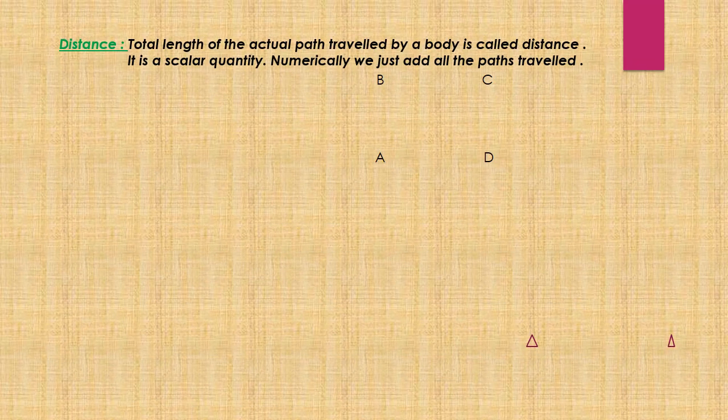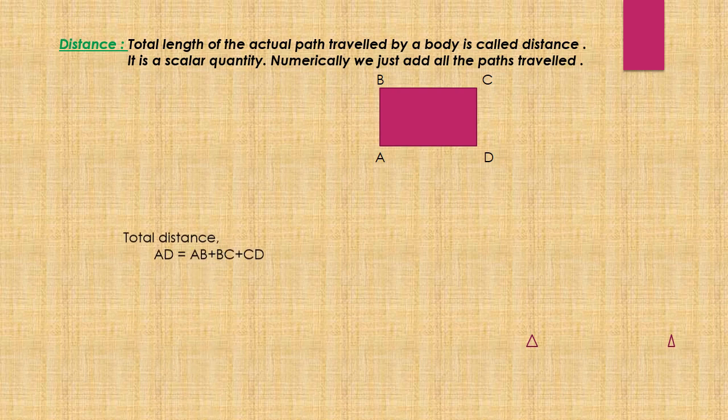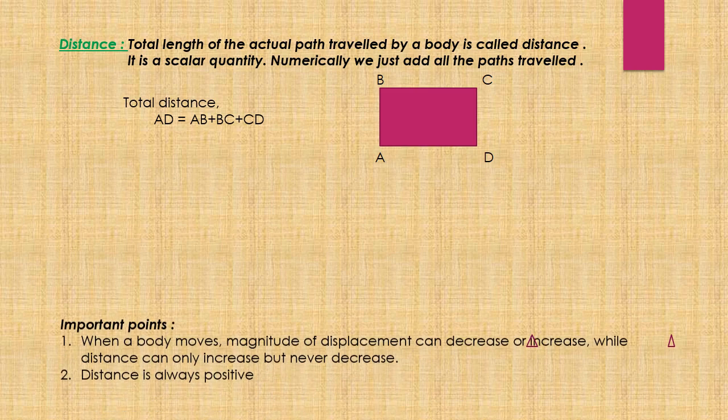Now we will understand distance. Total length of the actual path traveled by a body is called distance. It is a scalar quantity. Numerically, we just add all the paths traveled. For example, we take the example of a rectangle. Here, a body has to move from A through B and C to D. Then the distance AD is equal to AB plus BC plus CD.